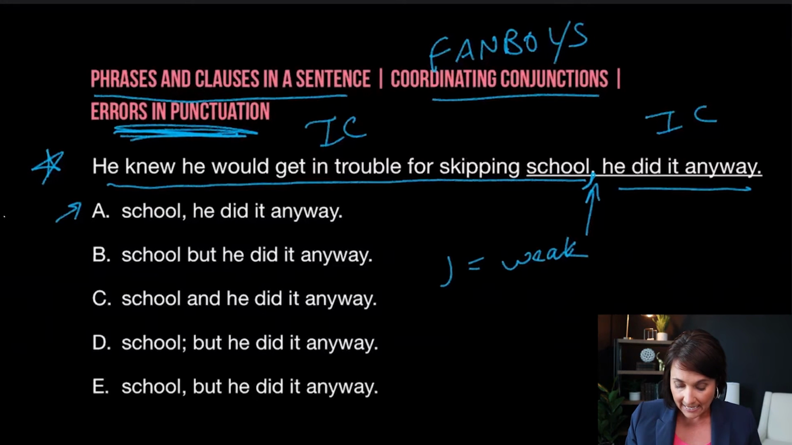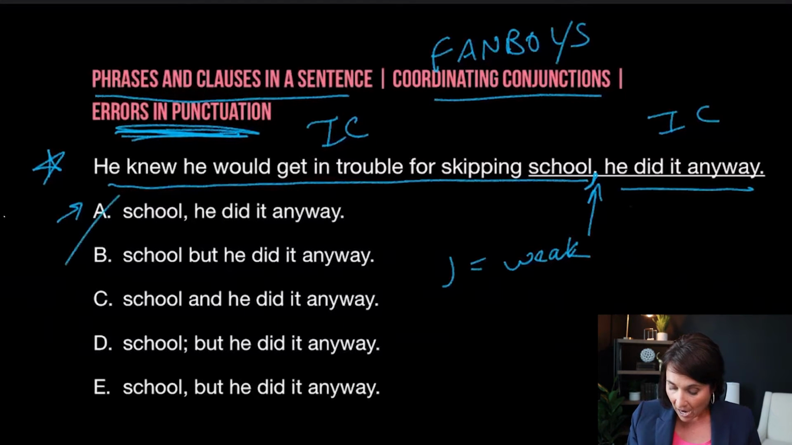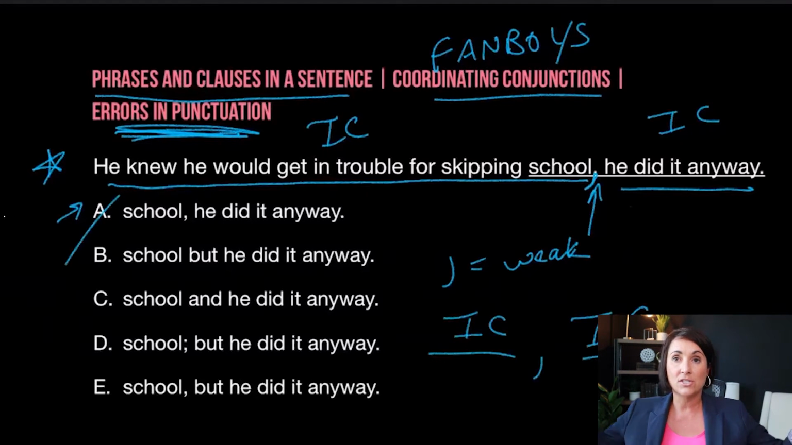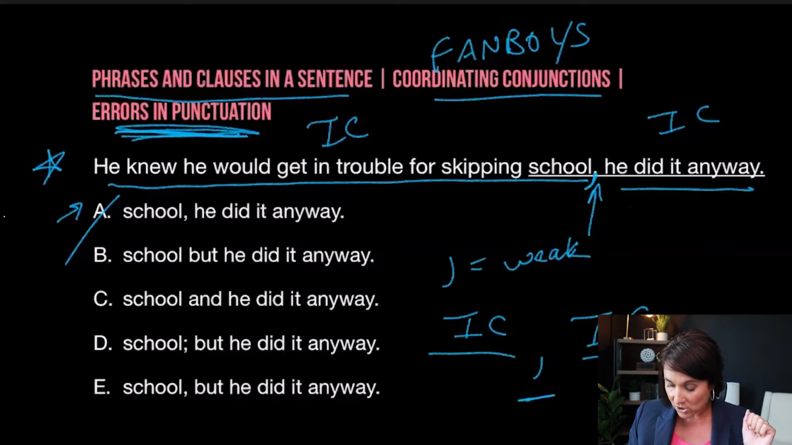So right away, I can take A out. Commas cannot separate two independent clauses. Independent clauses are full sentences on both sides of the comma, and they're big, and they need strong punctuation to hold them. So the comma alone is not enough. A comma splice is incorrect. No, we cannot separate two independent clauses with a comma.